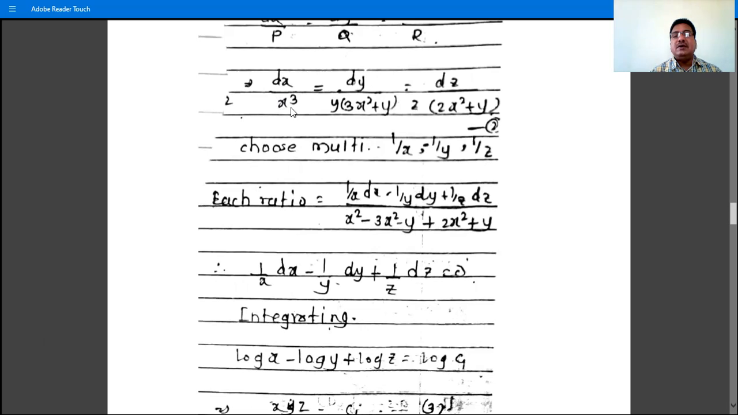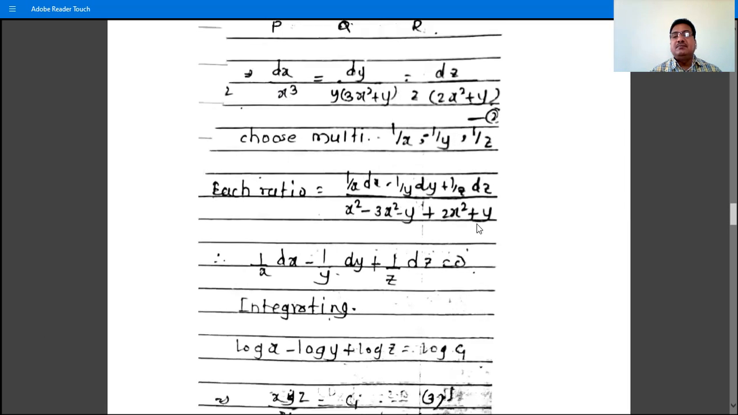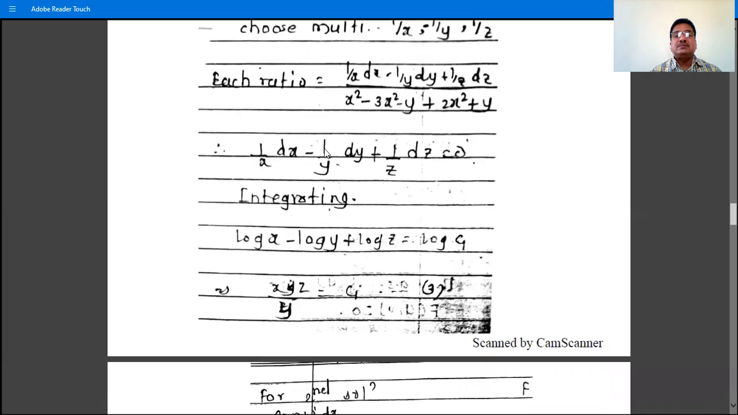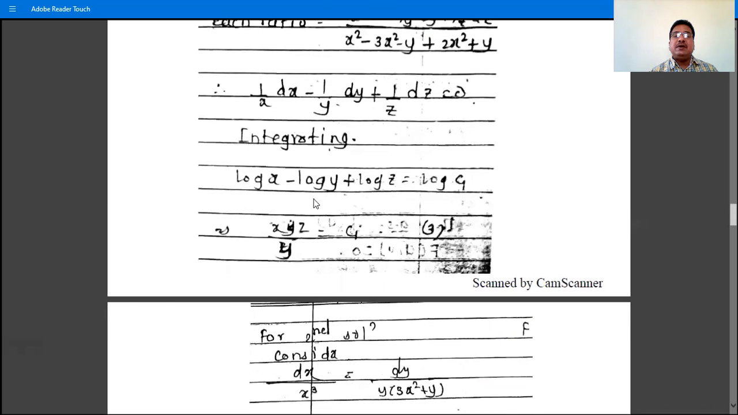1 by x into x cube is x square. Then 1 by y into y times 3x square plus y. So this becomes 3x square minus y minus 3x square minus y, because minus 1 by y is the multiplier. And 1 by z becomes plus 2x square plus y, and this is equal to 0. And therefore we have 1 by x dx minus 1 by y dy plus 1 by z dz is equal to 0, integrating.